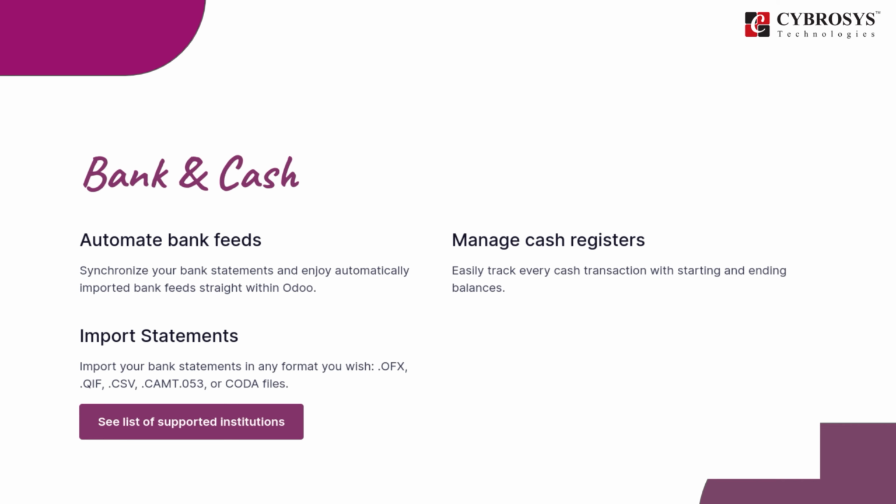Now comes the bank and cash. So it is easy to manage the cash register. It will be easier to track the cash transactions with starting and ending balances, and there will be an automatic option for bank feeds. Automating bank feed options are available in the bank journal. It can be using online synchronization or through import functions. So bank feed defines how the bank statements are fetched to Odoo.